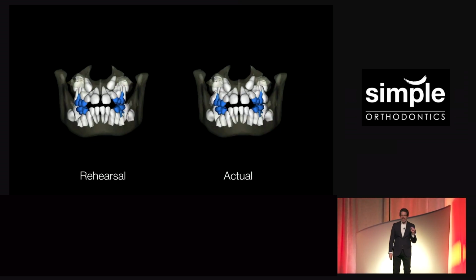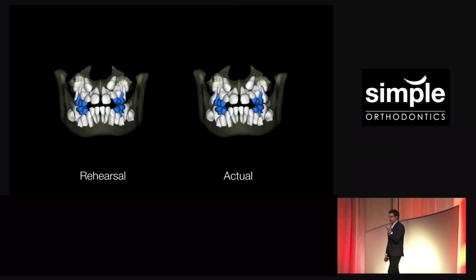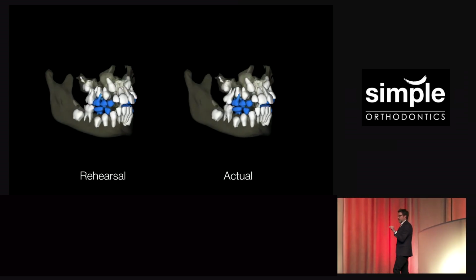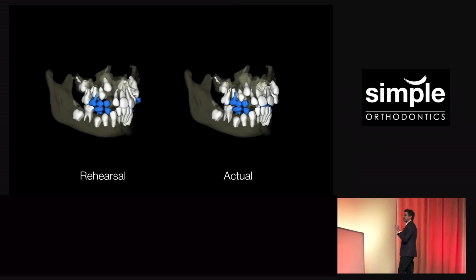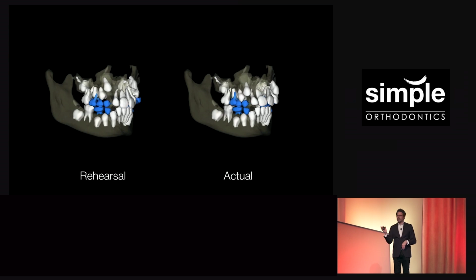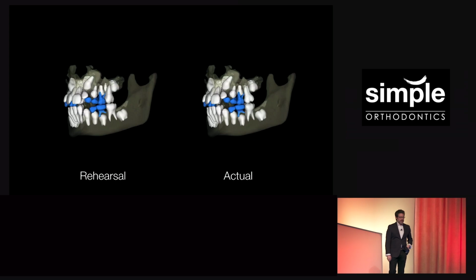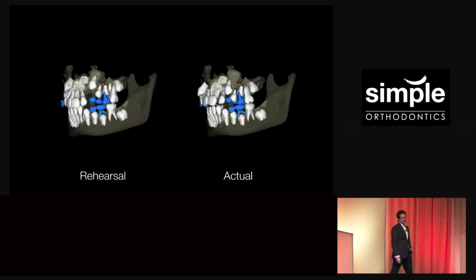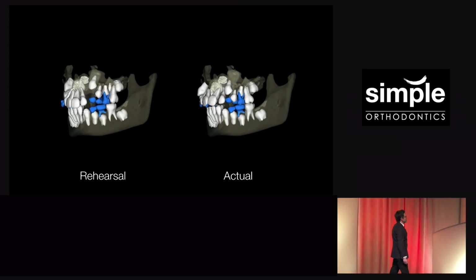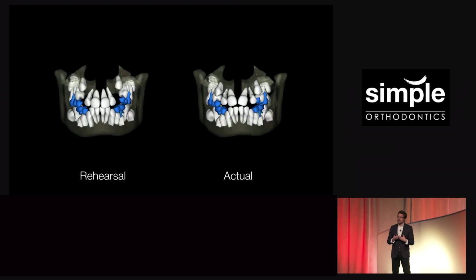Notice what's happening on the actual versus the rehearsal. Now this is a three-dimensional superimposition, which I'm going to show you a little bit later. And this is actual tooth movement. So what you're seeing is just a movie from T1 to T2, following expansion. Notice how the canines moved out. That was not difficult. Notice how much change happened at the skeletal level.